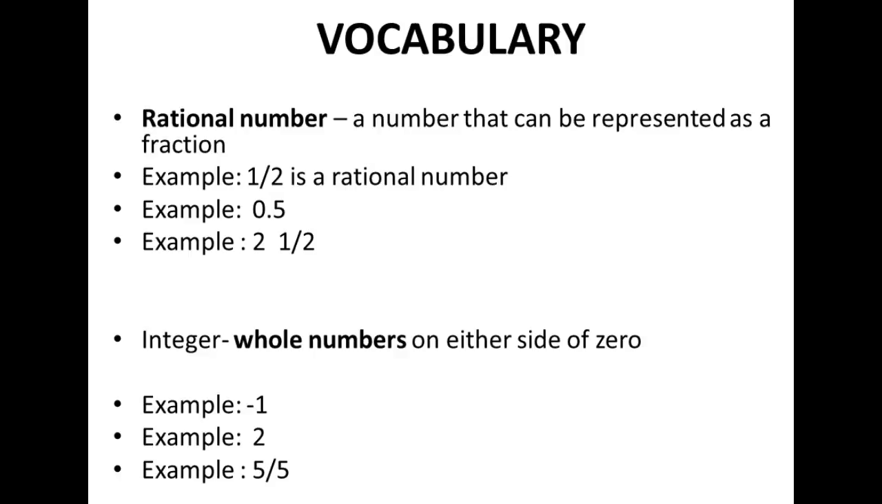Also recall the term integer. An integer is a whole number on either side of 0. In other words, integers can be positive or negative. Examples of integers are -1, 2, 5, and 5/5. Notice the 5/5. Although 5/5 is written as a fraction, it can also be written as a whole number. So therefore, 5/5 is also considered an integer.